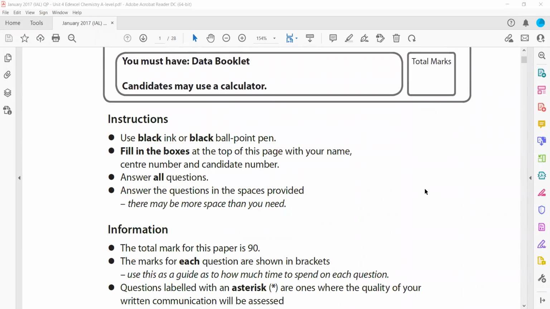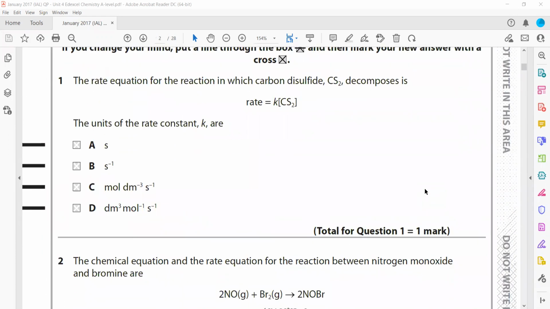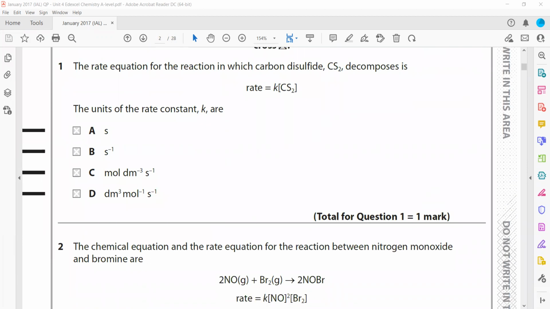So January 2017 paper 4, unit 4 basically. You can also state the answer if you understand the question, you can directly say the answer. So I'll move on to the next part.